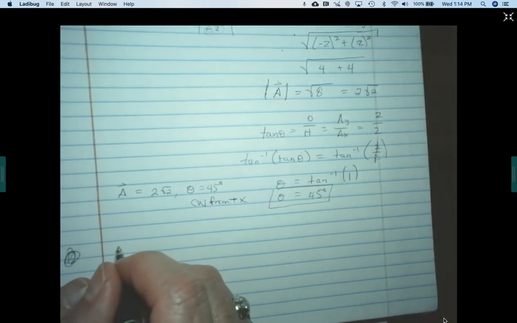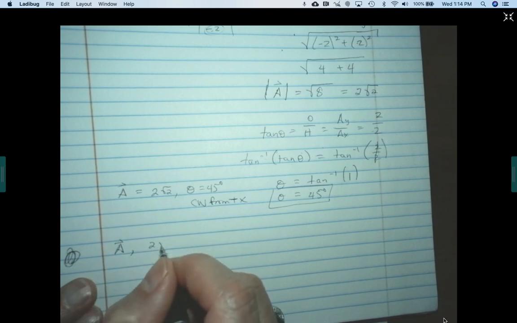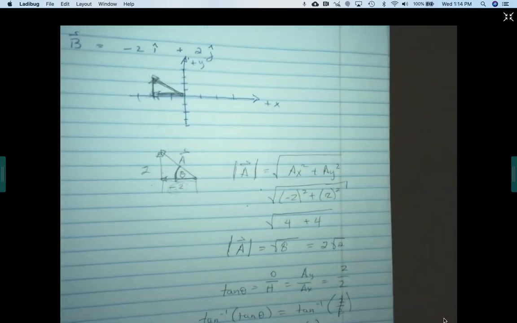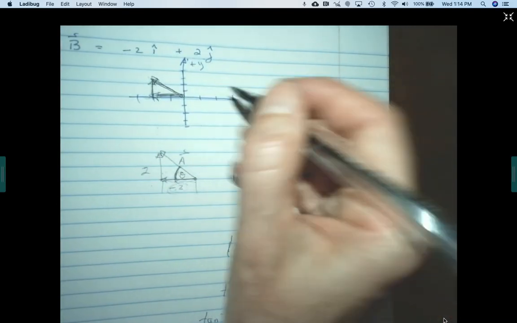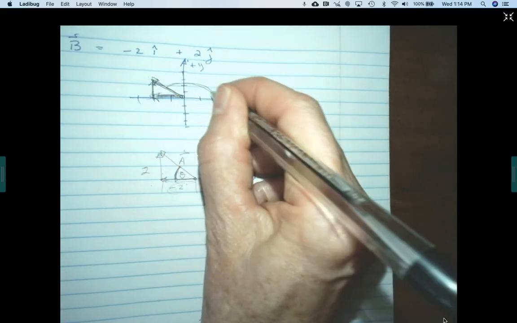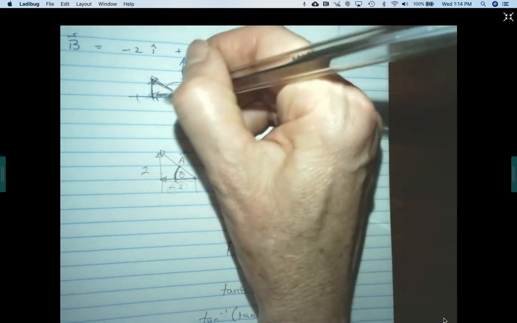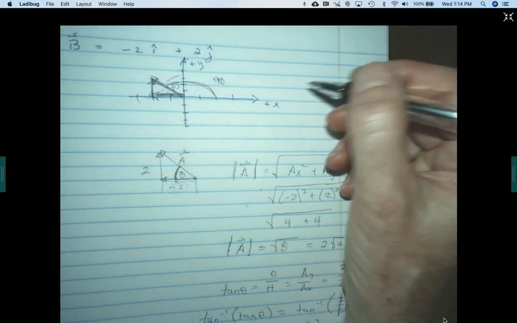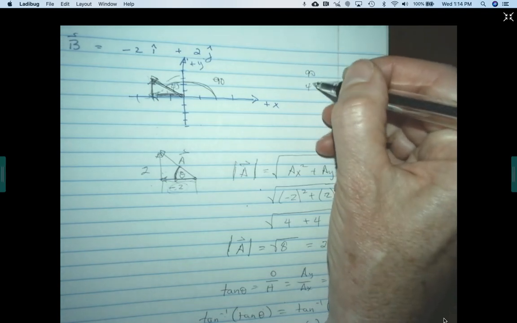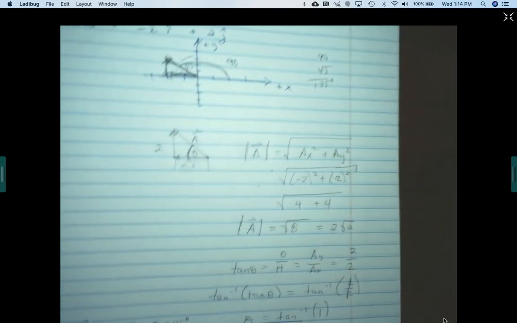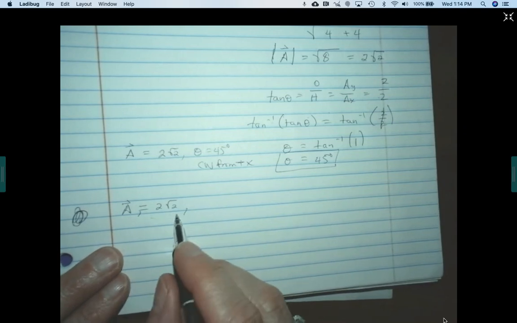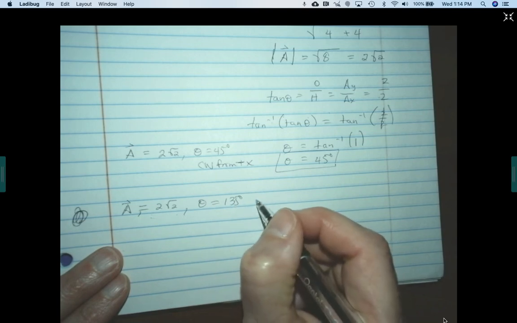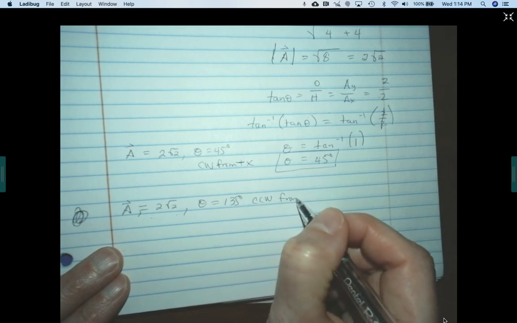Or we could say that my vector A has a magnitude of 2 square root of 2, and if this is 45 degrees, this angle from the plus x-axis here will be 90 degrees, and then this angle in here is 45, right? Because 45 and 45 make 90. So 90 plus 45 is 135. So we could also say that my vector A has a length of 2 square root of 2, and that angle is 135 degrees counterclockwise from the plus x-axis.